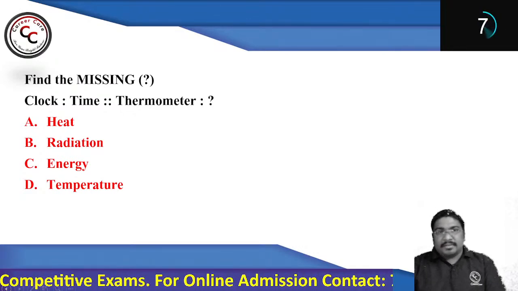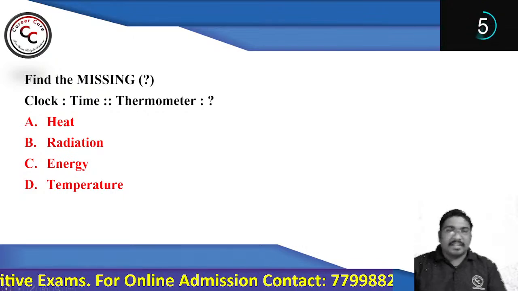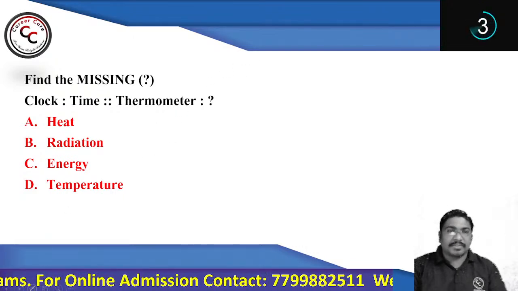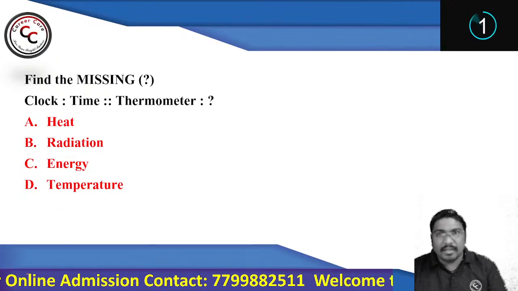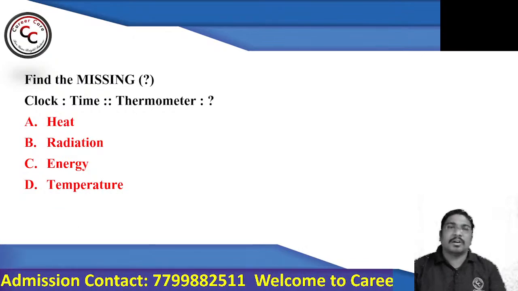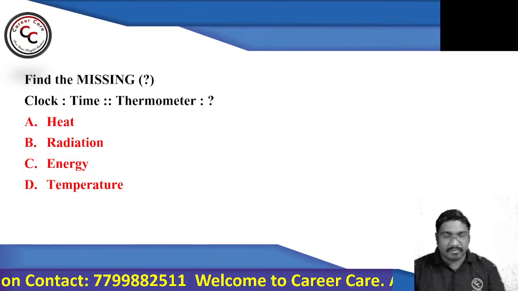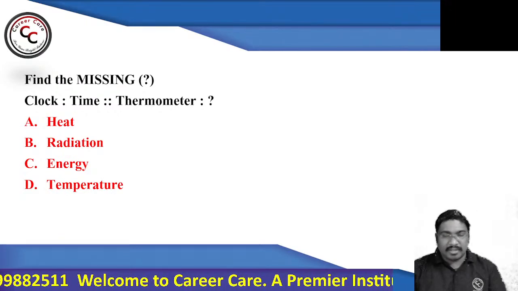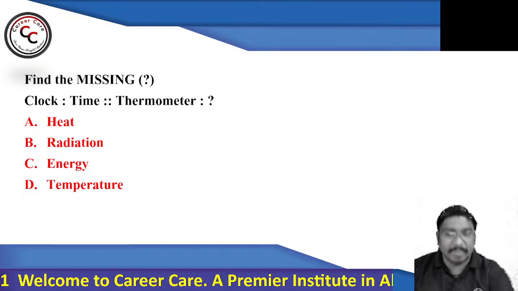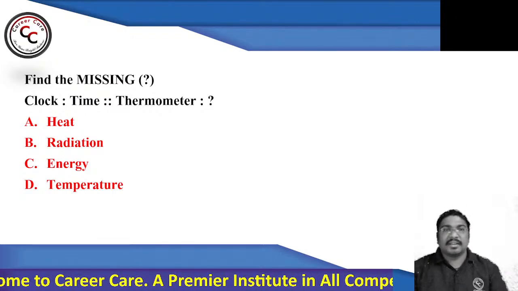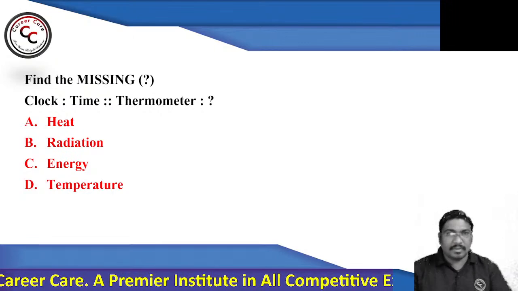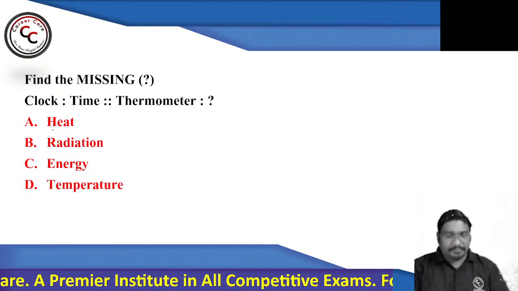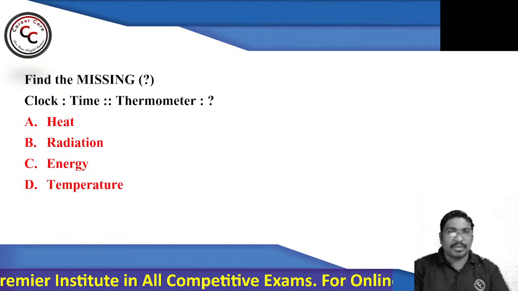So find the missing. The first question comes from analogy. Analogy stands for simultaneous relationship between the letters or elements or numbers or words or whatever it is, right? So clock is related to time. Similarly, thermometer is related to what? Any answer? No answer so far.